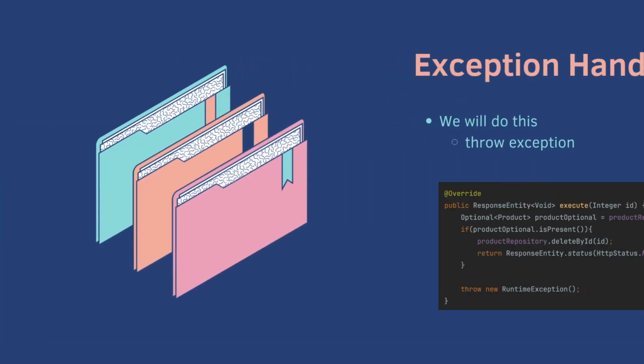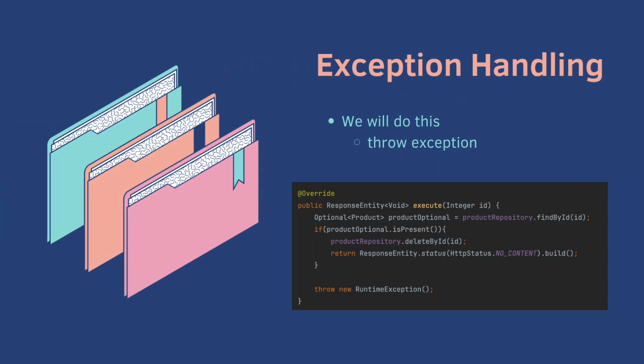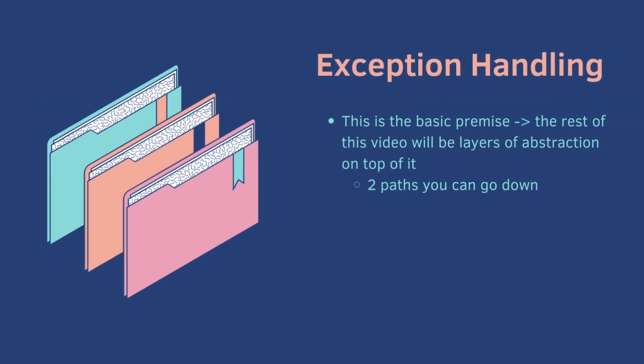So instead, we use a pattern like this. If it gets to the end, that means it was not successful, so we'll throw a new runtime exception. So that alone is the basic premise of this video. If you can't find it, throw an exception. The rest of this video is really just layers of abstraction that go on top of it.